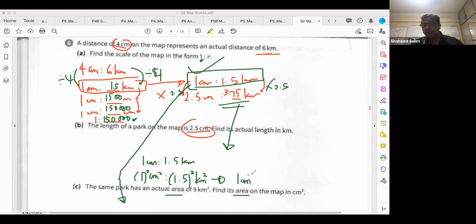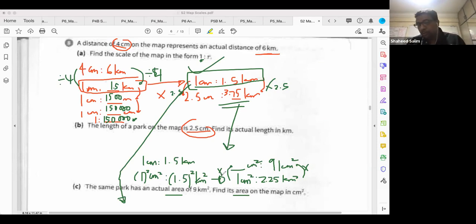1 times 1 is 1. 1 square cm represents 1.5 times 1.5, 2.25 km square. Yes. Now what you want to find out? You want to find out 9 km square. How many cm square is this? That's what the question is asking you. Come on, you know what to do. How do you get from 2.25 to 9? Take 9 divided by 2.25, you get a number, which is times by what? Do the same thing down here. You will get it. Come on.